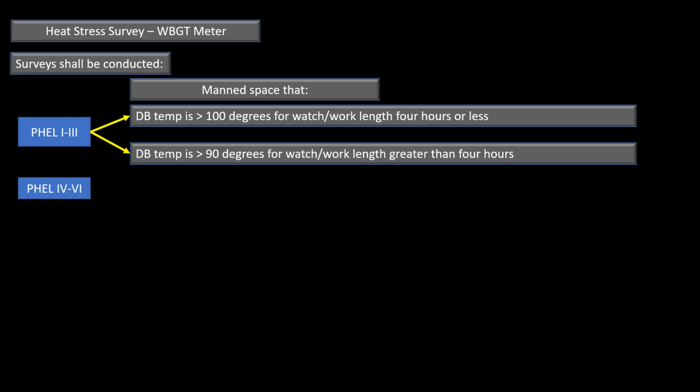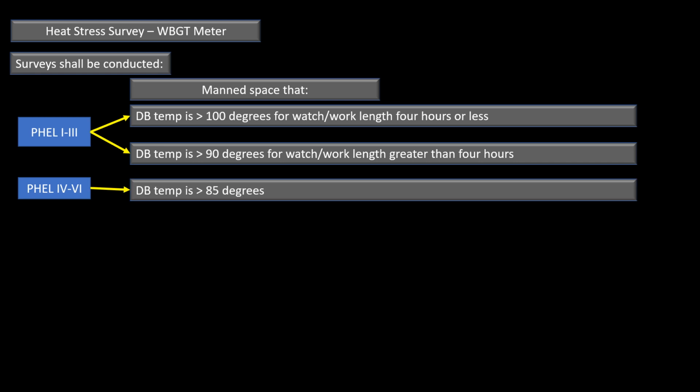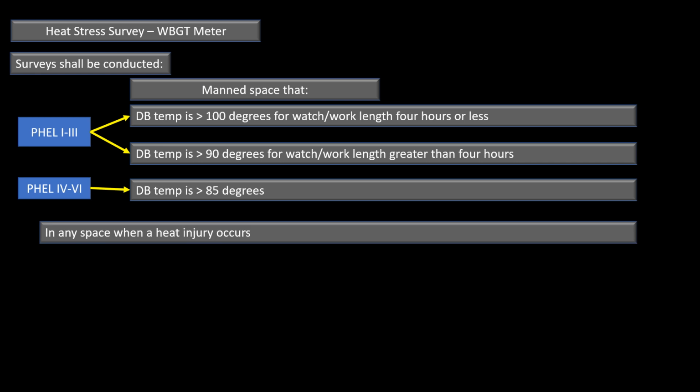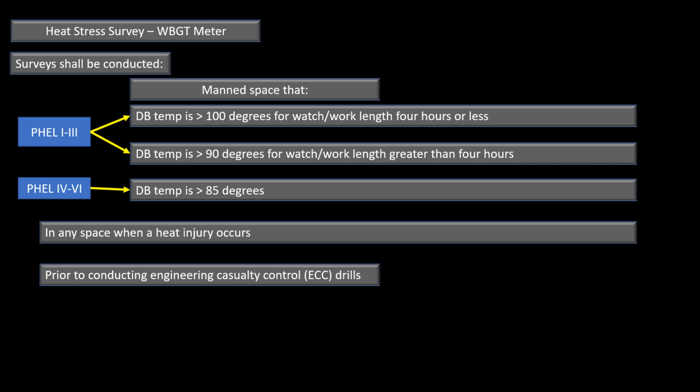With the heavier work, FEL 4 through 6, we're going to do a survey with the WBGT meter in any place where the dry bulb temperature is greater than 85 degrees. We're also going to do surveys in any space where heat injuries occurred. So remember, when a heat injury occurs, we've got to do a survey, and like we talked about before, we've got to knock it up a FEL level. So if a heat injury occurs in a space that we said was a FEL level 3, where the work we're doing is only a level 3, we have to bring it up to a 4, and we also have to do a new survey with the WBGT meter.